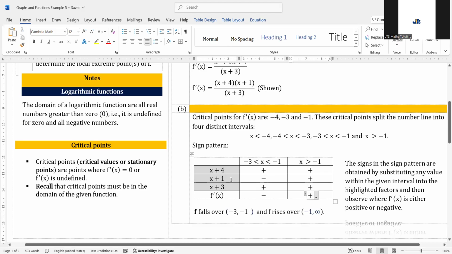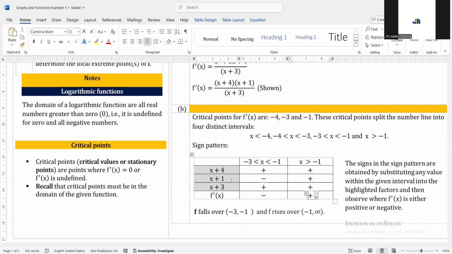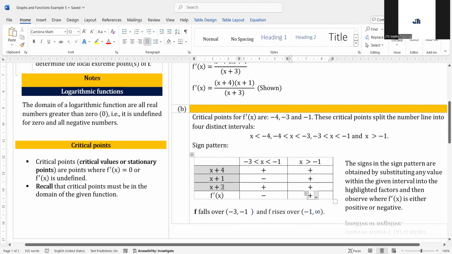Right, and I want you to also understand that when you are dealing with your sign pattern, any factor which is always going to be positive, there's no need for you to include it on the sign pattern or the sign table, because it's not going to affect the final outcome. Like this one, we could even have done away with it. It was not going to change anything.